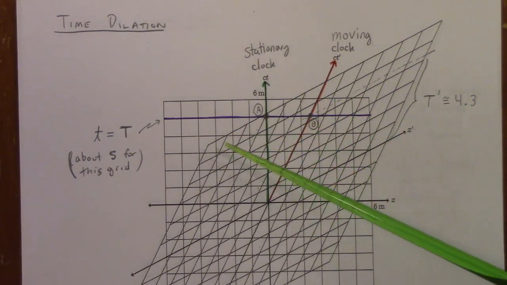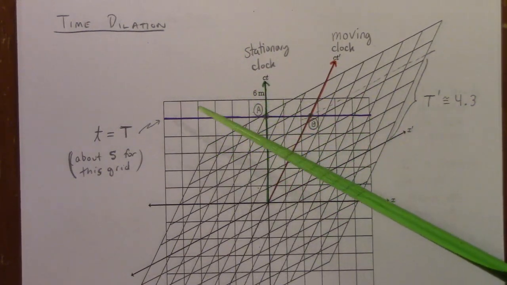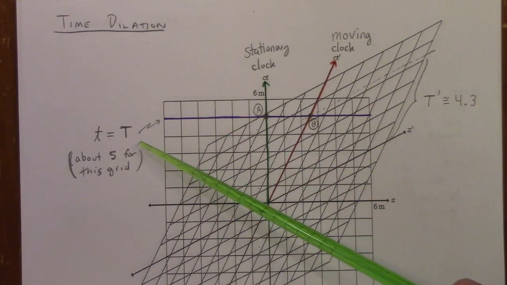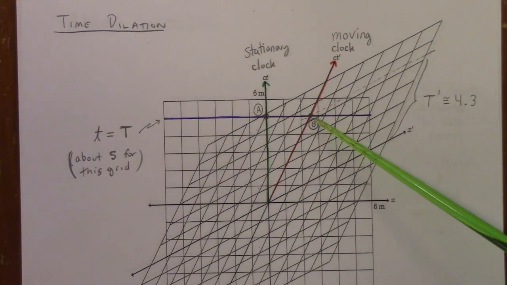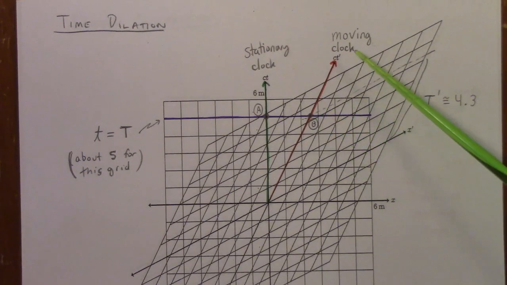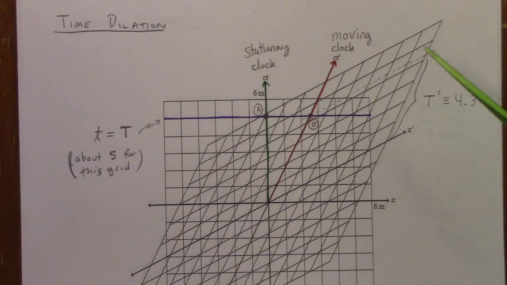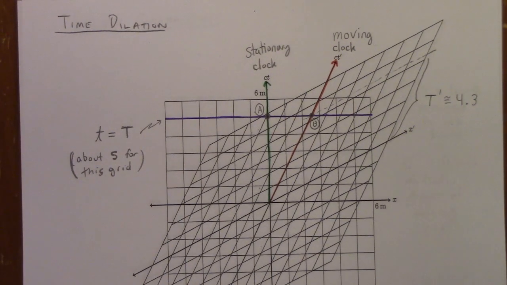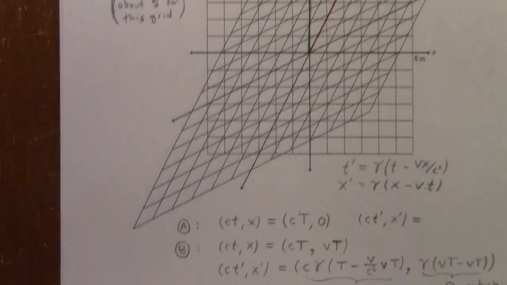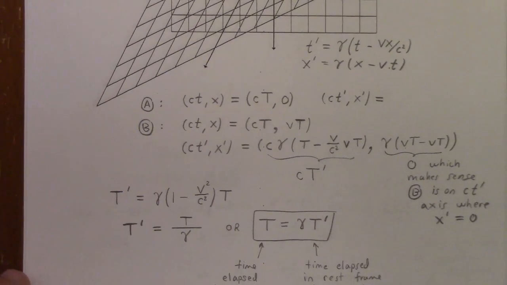So you see the time that the lab frame measures is longer than the time that the moving clock ticks. The moving clock ticked 4.3 seconds. Sorry, I've got some stupid mental block about this. Every time I try to explain it, I get confused. But anyway, so here's the math of it.